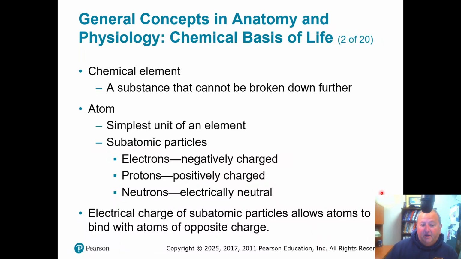Then you have the electrons, which are negatively charged particles. Then you have protons. Protons are positively charged particles. So the electrical charge of subatomic particles allows atoms to bind with atoms of opposing charges. Meaning, if you have a positive and a negative, they will attract each other.